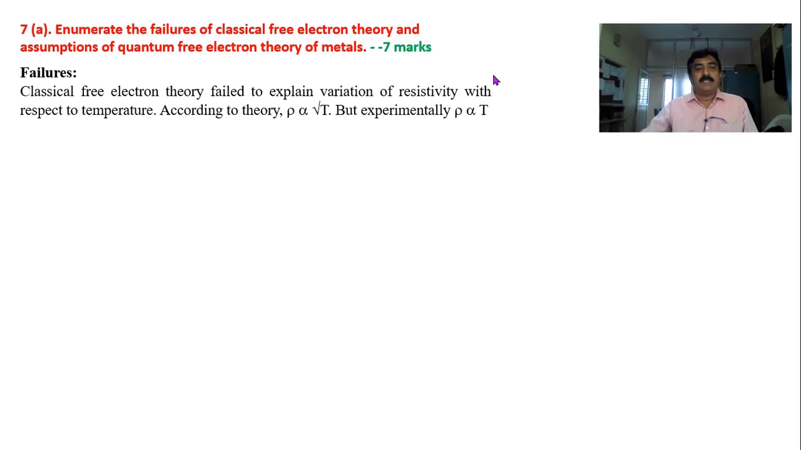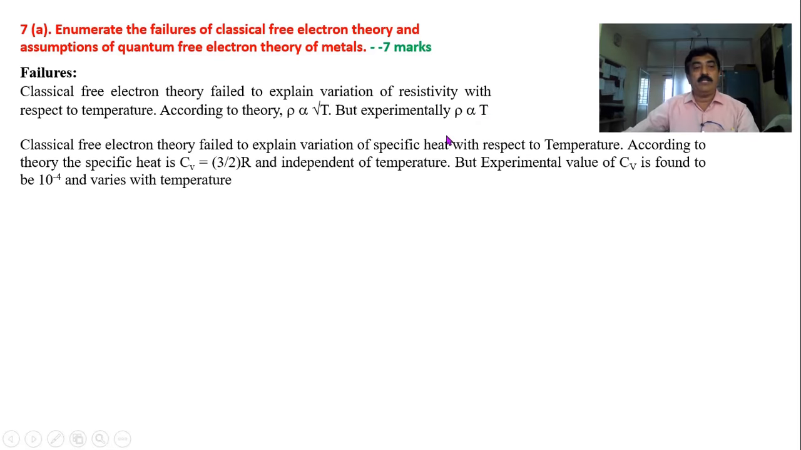Number 1, classical free electron theory failed to explain the variation of resistivity with respect to temperature. According to classical theory, resistivity is directly proportional to the square root of temperature. But we know resistivity is directly proportional to temperature. So this is the first failure. Just this much is enough. Write the failure and defend your answer by giving suitable equations. Like here, classical theory says rho is proportional to root T, but experimentally we know rho is proportional to T. That's all about the first failure.